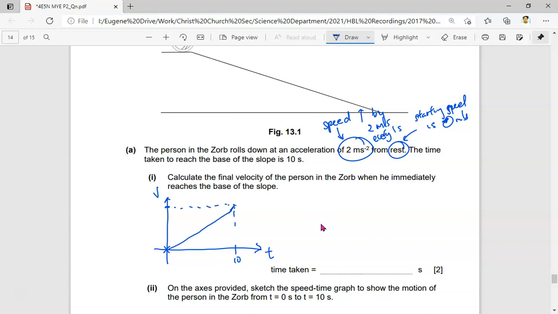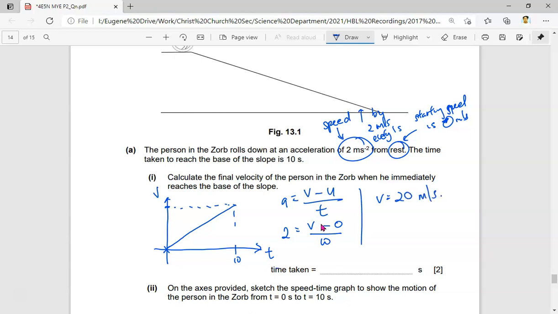Let me draw this. I know this slope here will give me 2 meters per second squared. How to calculate the final velocity? The acceleration is equal to final velocity minus initial velocity, divided by the time taken. So I know acceleration is 2. Final velocity is v, the one that I'm going to find. u is 0 because I start from rest. And time taken is 10 seconds. So if you do your math, v equals 20 meters per second.